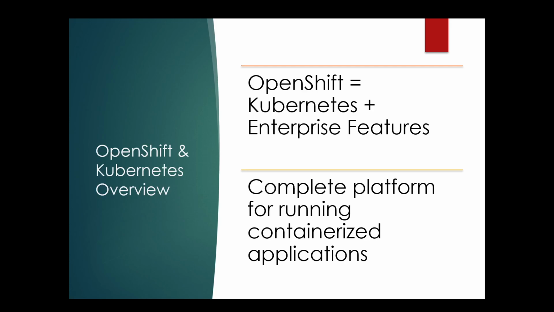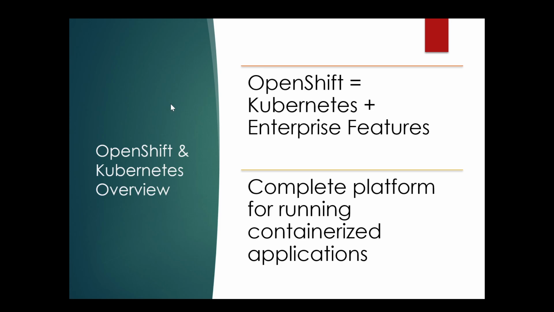In this video, we are going to understand the OpenShift Kubernetes overview. Now, we are going to talk about some of the features which we discussed in the previous video. We're going to look at each feature and understand it. So OpenShift is nothing but Kubernetes plus enterprise features. Basically, it provides a complete platform for running containerized applications, and that's all about it.